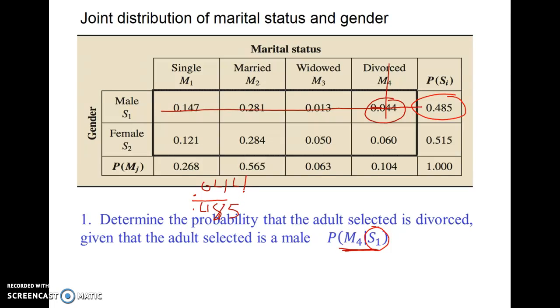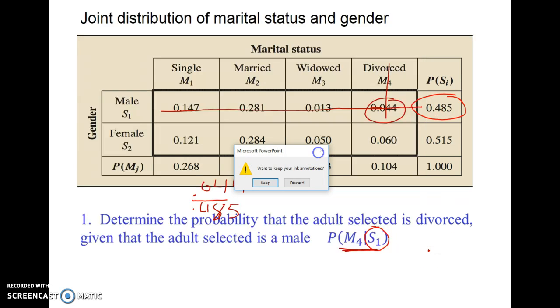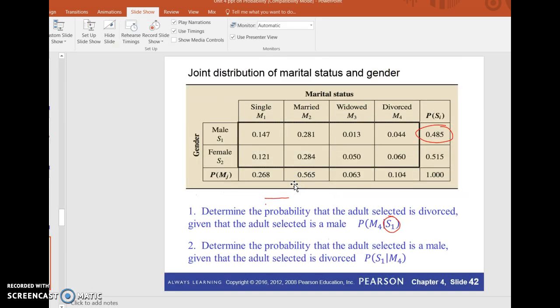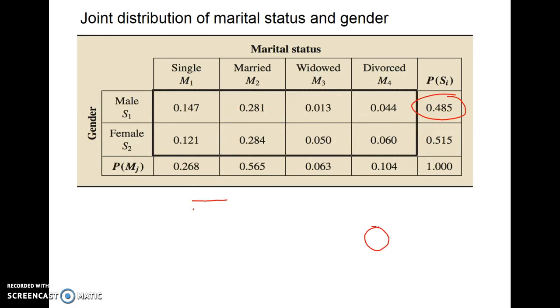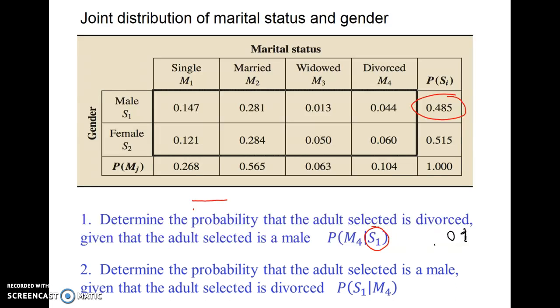So to find this conditional probability, I am going to take 0.044 divided by 0.485, and that gives me 0.09. That's what the answer to the first question is going to be, which is 0.09. It actually goes on a little bit longer than that, but we're going to stick with that. And then the next question here is this one.